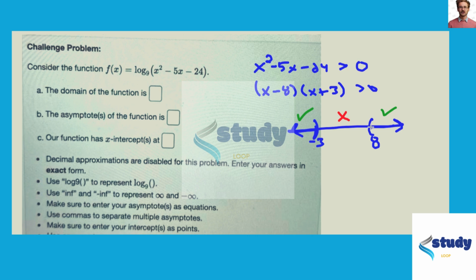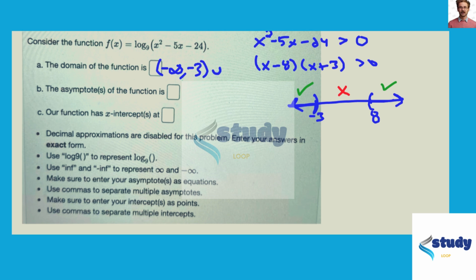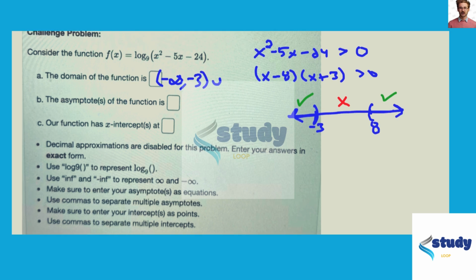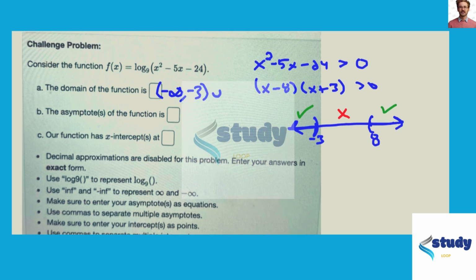So what does that mean? The domain will be from negative infinity, and you will use I and F, to -3 union... I don't know if you're going to type the union or not. You might just use a comma here, I'm not sure. But also from 8 to infinity. 8 not included to infinity.